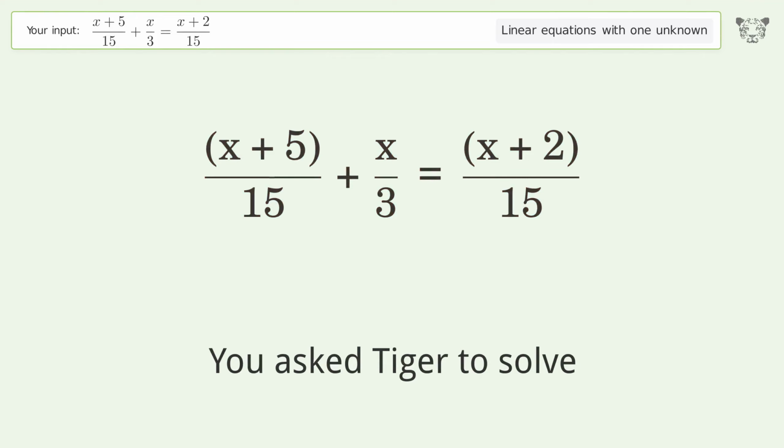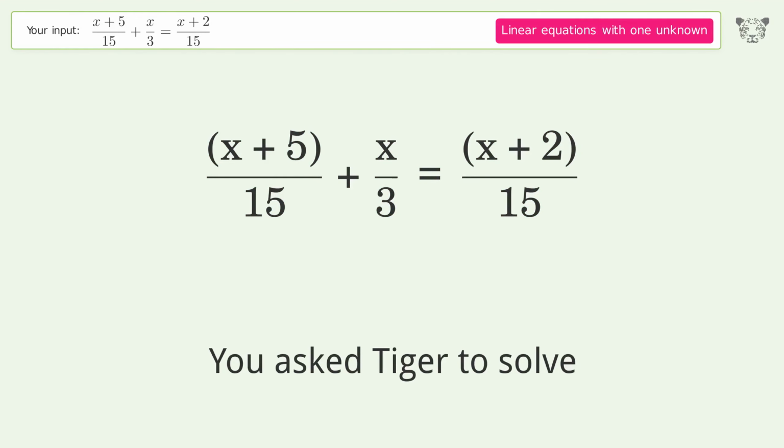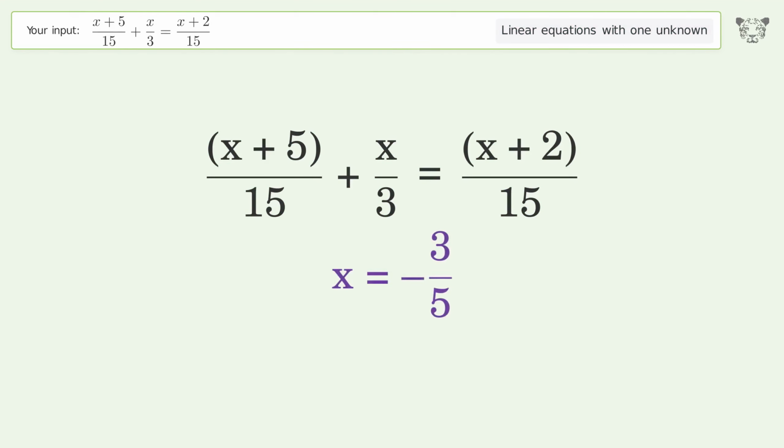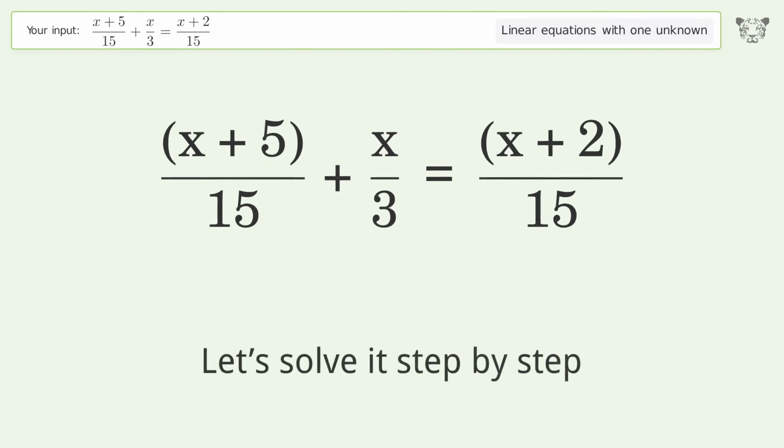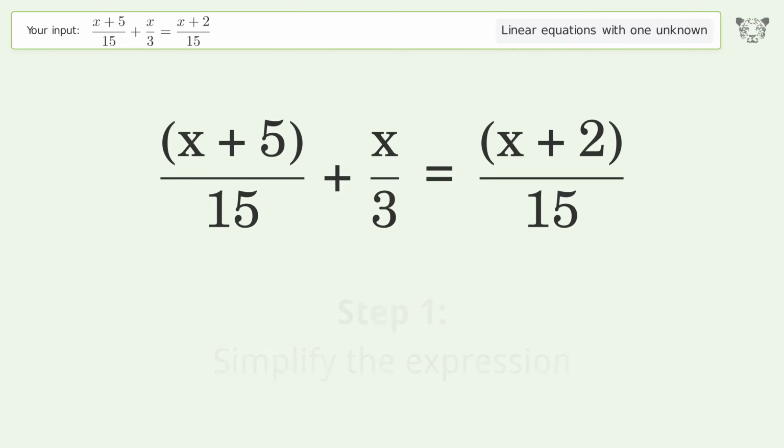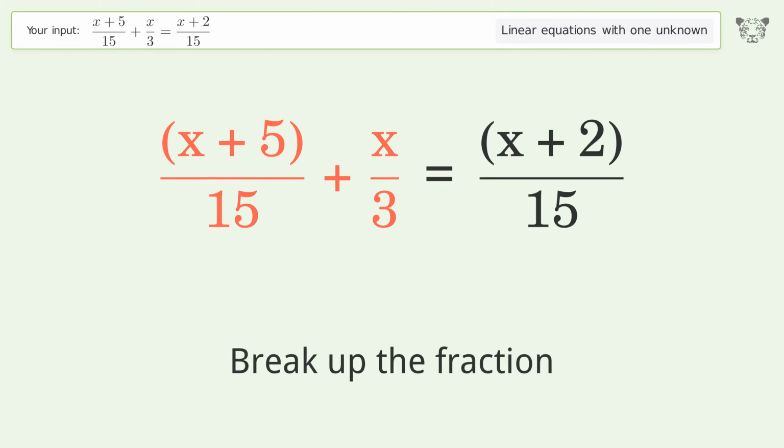You ask Tiger to solve. This deals with linear equations with one unknown. The final result is x equals -3/5. Let's solve it step by step. Simplify the expression. Break up the fraction.